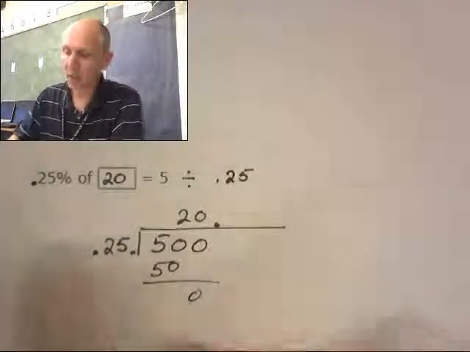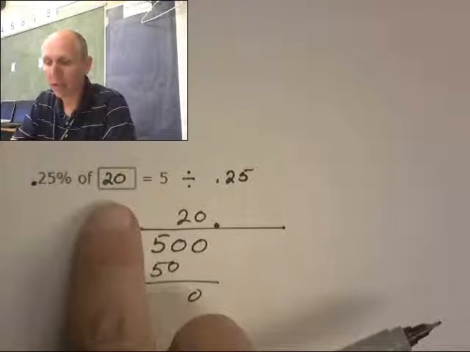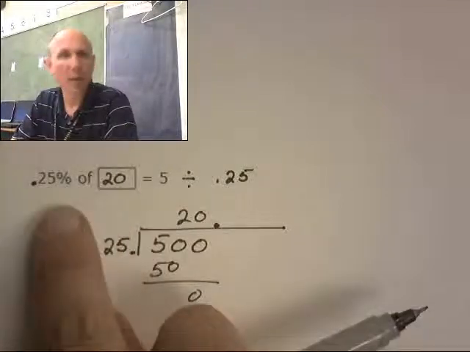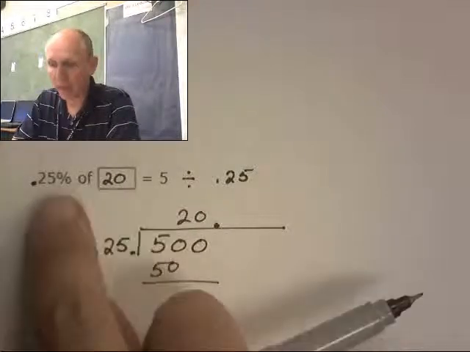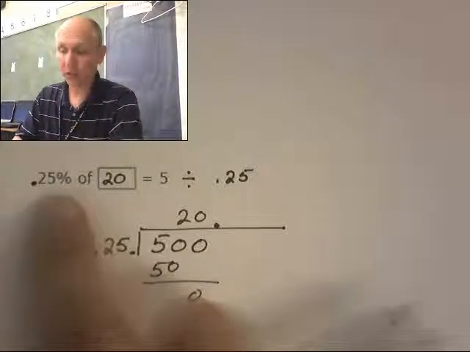Let's see if it makes sense. 25% of 20 is 5. Well, what's half of 20? 10. And 25% is less than a half, so I think this is a good, reasonable answer.